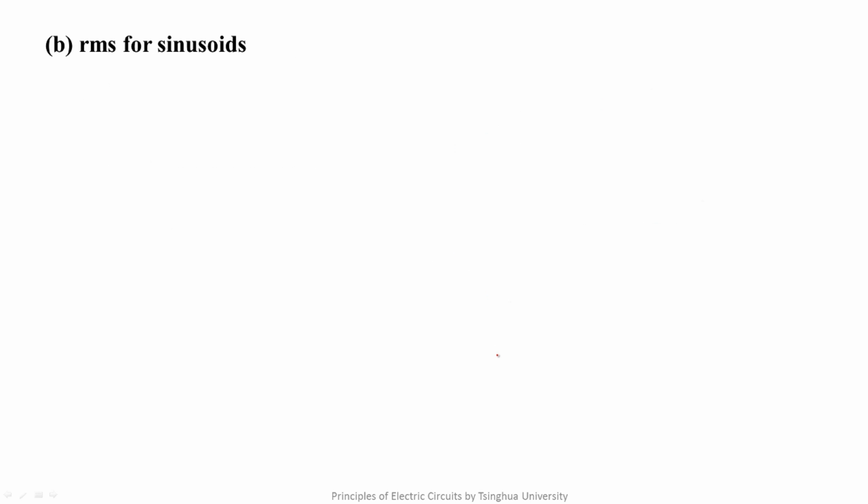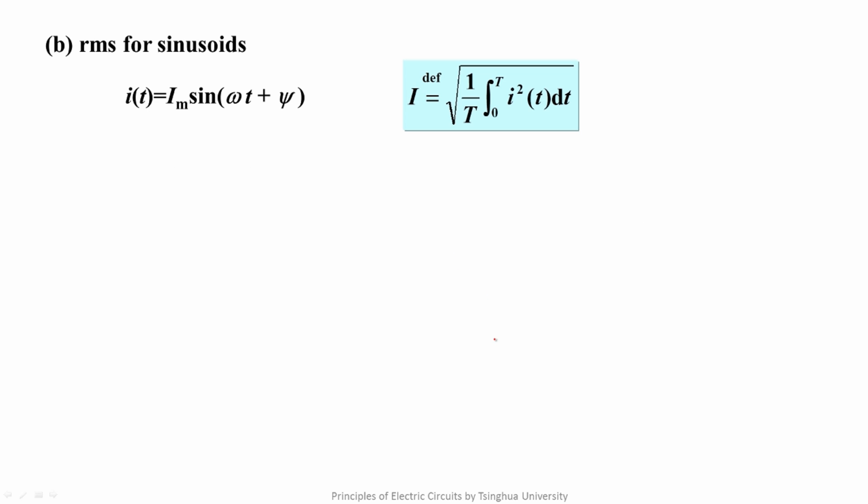Now let's discuss RMS for sinusoid at the end of this lecture. For a sinusoid whose amplitude, angular frequency, and initial phase angle are given, we can calculate its effective value with the definition. I equals the square root of 1 over capital T times the integral of the square of Im times the square of sine omega t plus psi from 0 to capital T.